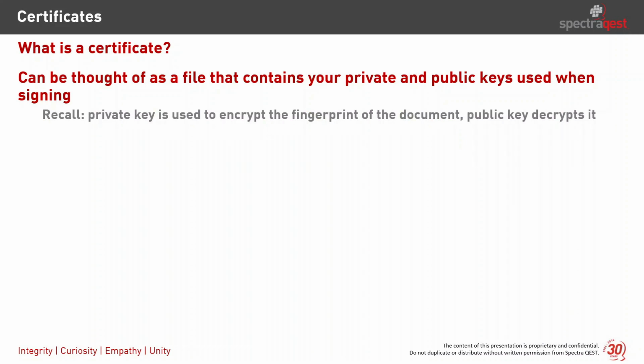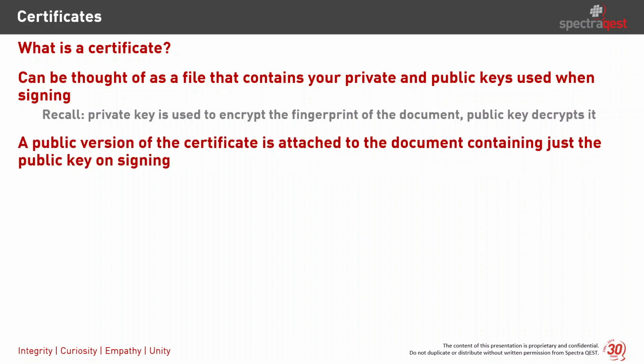Now recall that the private key is used to encrypt the fingerprint of the document that you're signing and sending, and your public key decrypts it. So there is your version of the certificate that you keep secret and you keep very, very safe that has both your private and public key. And then there are public versions of your certificate that just contain your public key. And so that way, your public certificate can be attached along with a document, and then the person on the other end doesn't need anything else to decrypt the hash and verify your document's integrity.